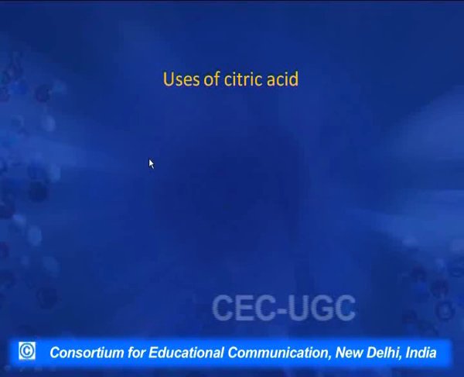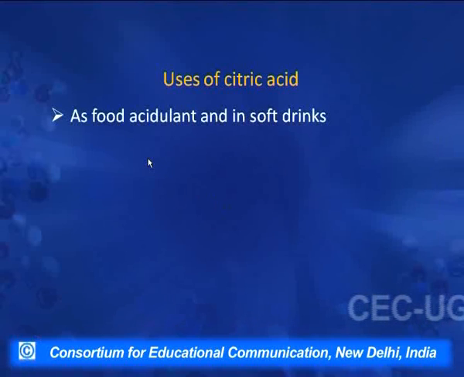Then uses of citric acid. Citric acid is used as a food acidulant in soft drinks. Then it is used in jams, jellies and candies. It is used as a mordant in dyeing. If you remember, for mordants in dyeing, those substances are used which are bifunctional. With the help of one functional group, they add on to the fiber, and with the help of another functional group, they attach to the dye molecules.